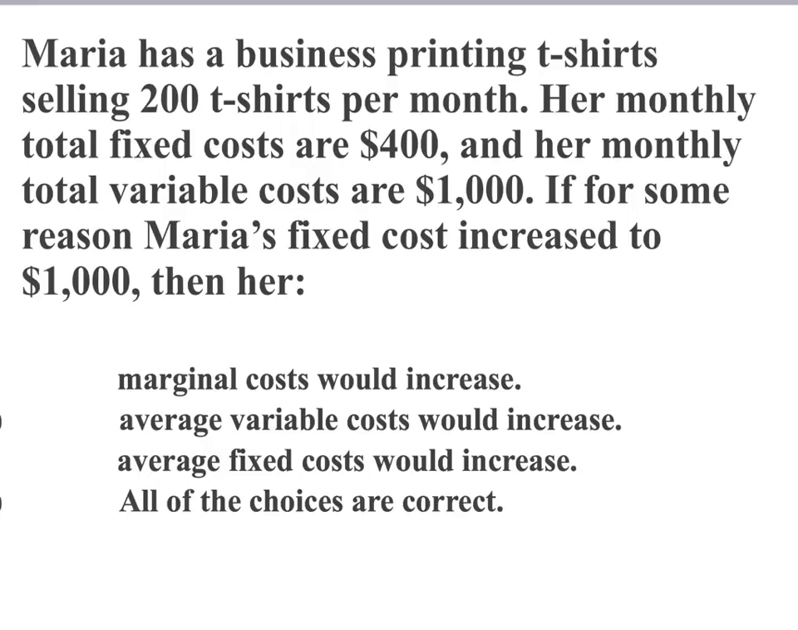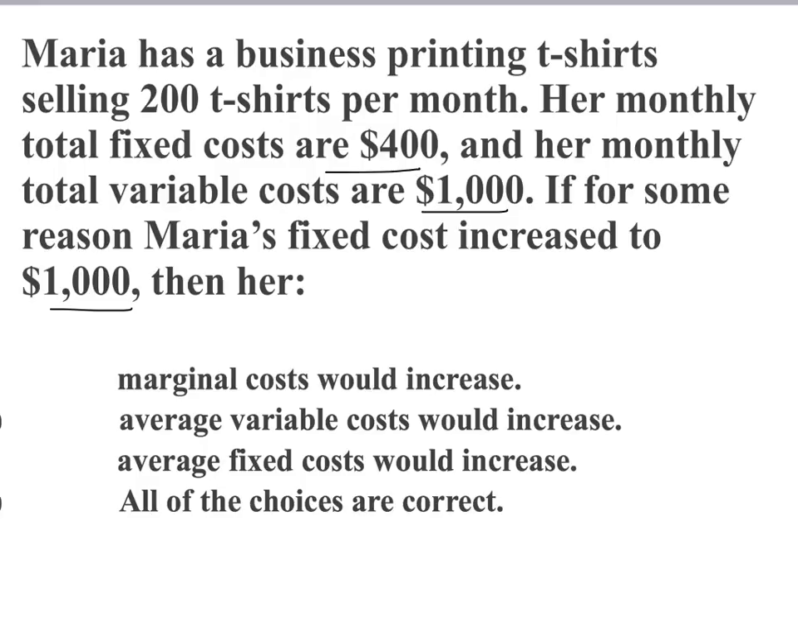Okay, so it says Maria is printing t-shirts, selling 200 t-shirts. Her fixed costs are $400. Her monthly variable costs are $1,000. And it's asking what happens if the fixed costs increase to $1,000. Now, what you have to remember here is what is changing here, right? So if the fixed cost increases, what happened to the cost of production?